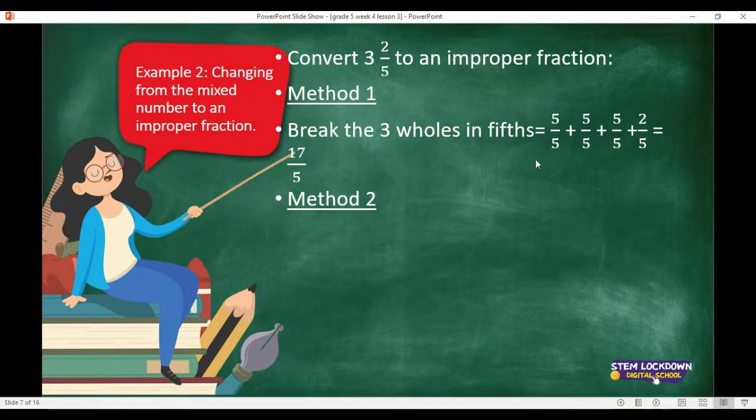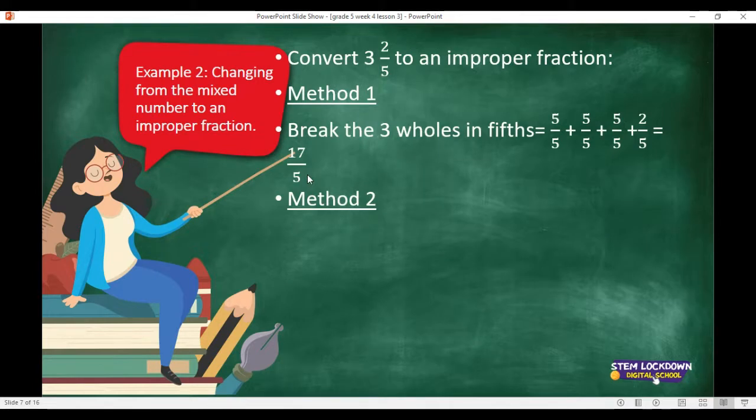And then after that, you say 5 over 5 plus 5 over 5 plus 5 over 5. We have taken care of these three wholes. And then the fraction, we have 2 over 5. We also have to add it on here. So now we have 5 plus 5, which gives us 10. And then 10 plus 5, it gives us 15. And then 15 plus 2, it gives us 17. So 17 becomes our numerator. And then 5 doesn't change. It becomes our denominator. Now, this is an improper fraction. So we have changed from a mixed number to an improper fraction.